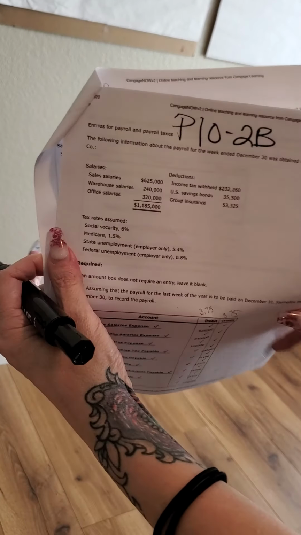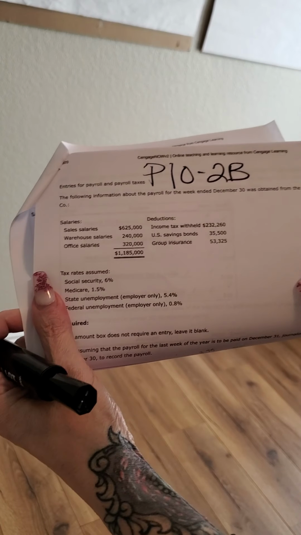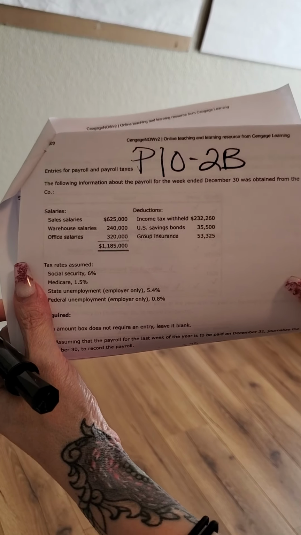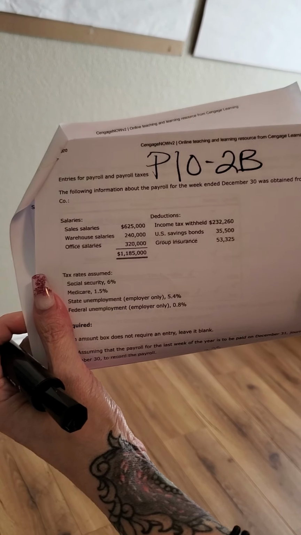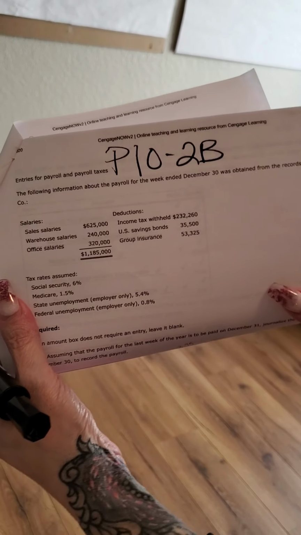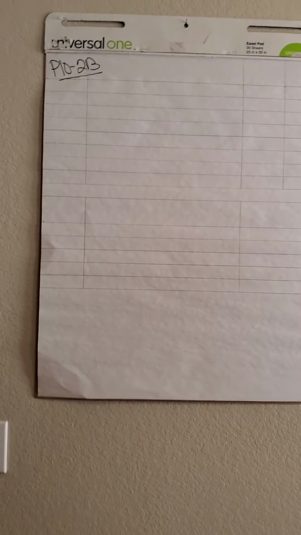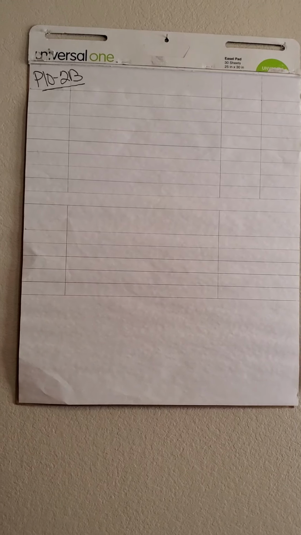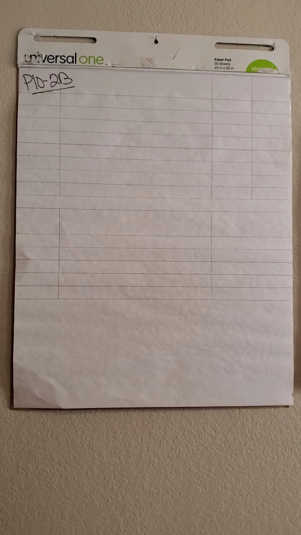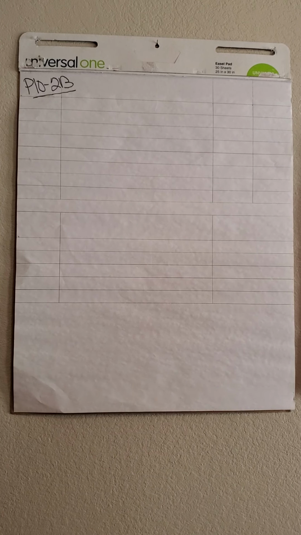And remember, you can follow along with this problem on Cengage under the ungraded Chapter 10 assignments, or you can look at the problem in the back of your chapter. So we're going to move right up here, and we're going to start with the first journal entry where we're dealing with salaries expense from the employee's perspective.